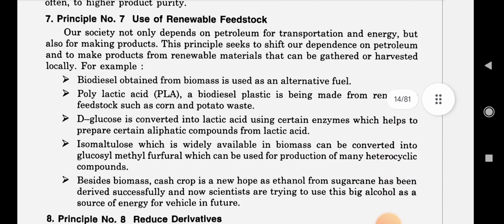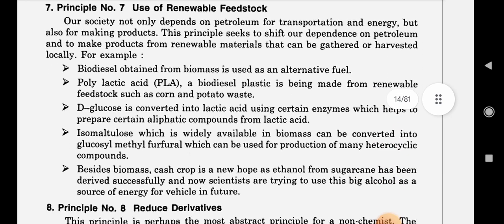Use of renewable feedstock. Our society depends on petroleum not only for transportation and energy, but also for making products. This principle seeks to shift our dependence on petroleum and to make products from renewable materials that can be gathered or harvested locally.